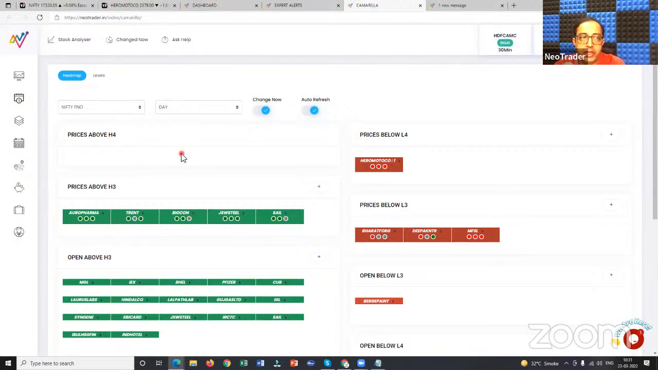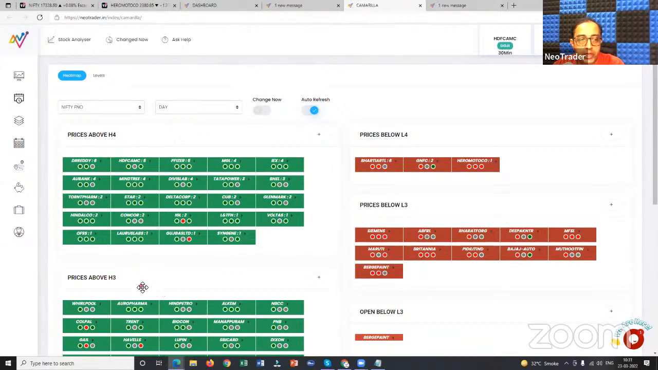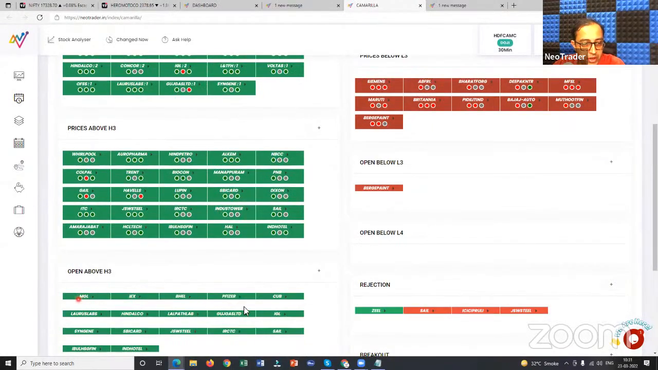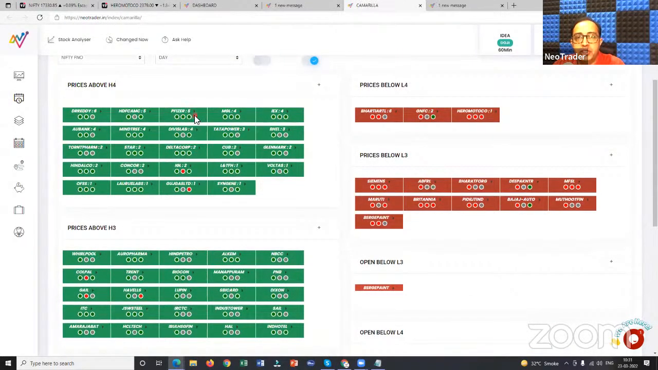That's the first point. The second is that our proprietary scoring methodology will ensure that you can take advantage. Like for example, MGL opened above H3, then as MGL started moving up, you got this score. In the same way, you have got here Pfizer, which opened above H3, and as the scoring emerges, your chances of making money improve.